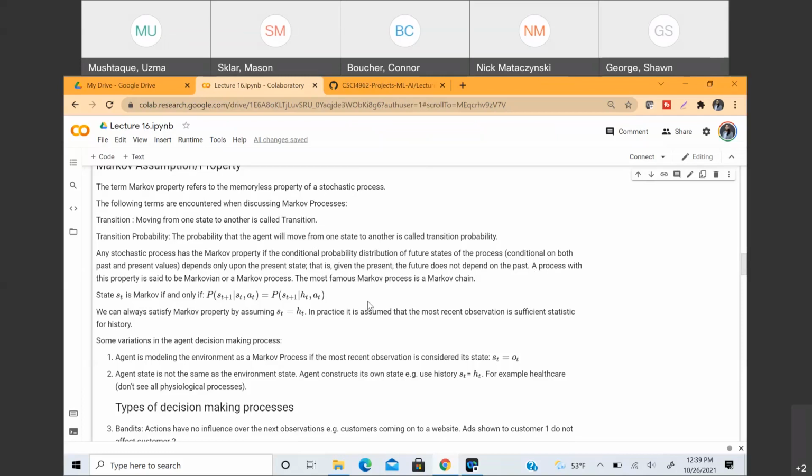And the most famous application of a Markov process is the Markov chain, where you're moving from one state to another, and every state in the chain follows that property, right? So coming back to our state definition, the way we can model this transition from one state to another is that we say state S sub t is Markov if and only if the probability of S sub t plus 1 given states S sub t and action A sub t is equal to this probability given my history and my action.